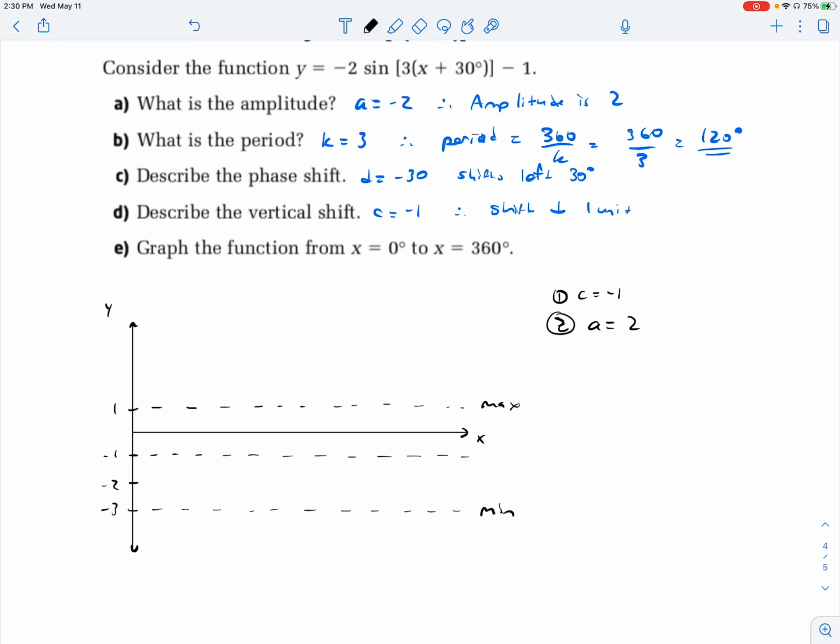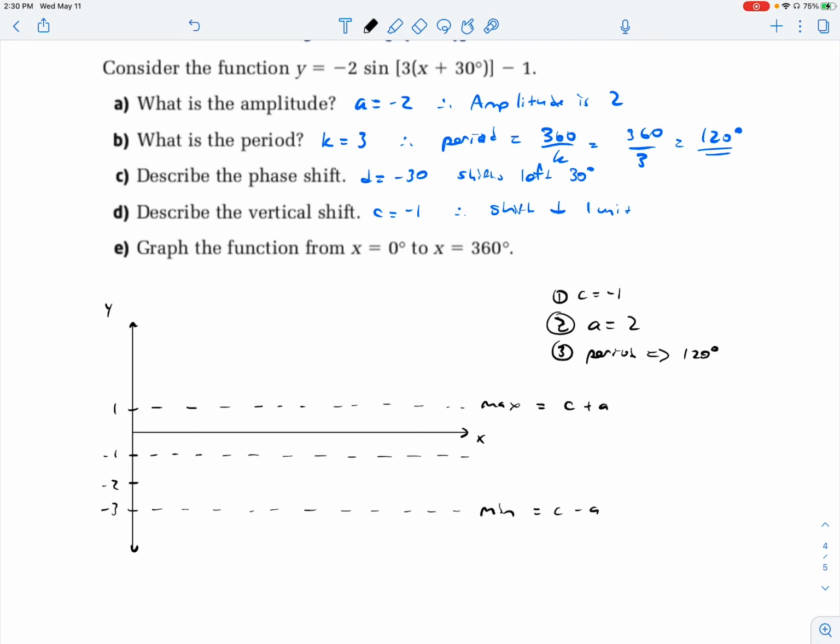Okay, you can actually think there's kind of like a formula for this, the maximum. You could actually say the maximum is equal to the value of c plus the amplitude. Okay, my minimum value is always going to be c minus amplitude. All right, next is the period. So period is 120 degrees.